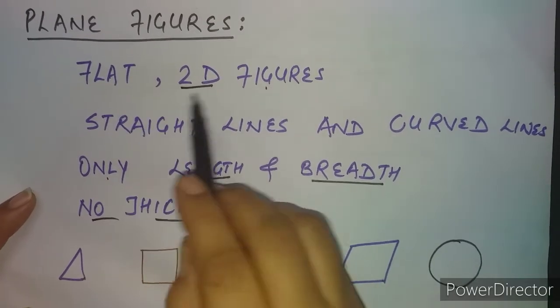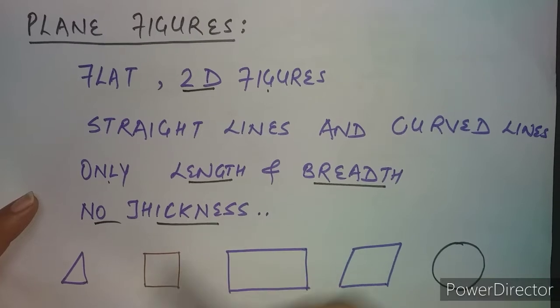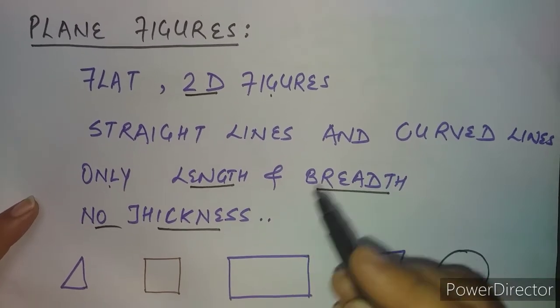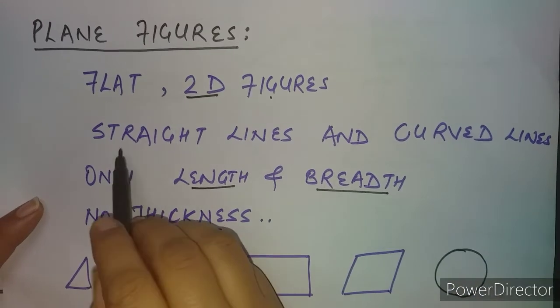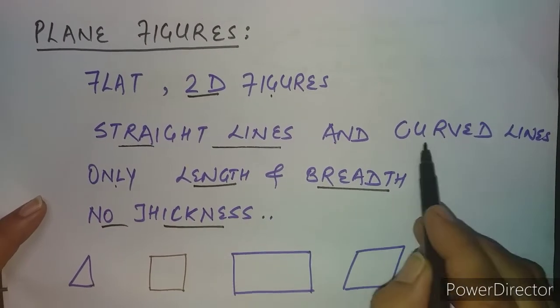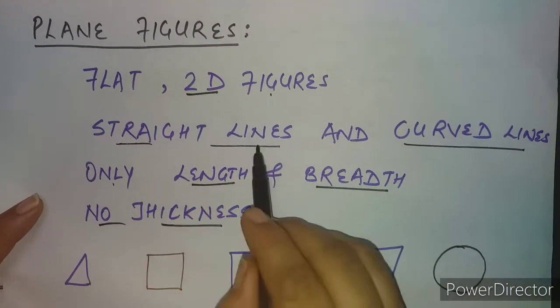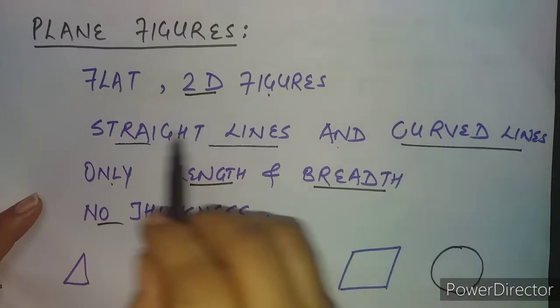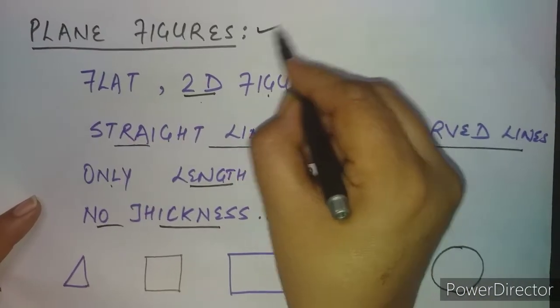So these are the flat two-dimensional figures with length and breadth only, no thickness, and these two dimensions can be straight lines or they can be curved lines also. They can be straight lines as well as curved lines, and they have to be only two-dimensional figures. Such figures are called plane figures.